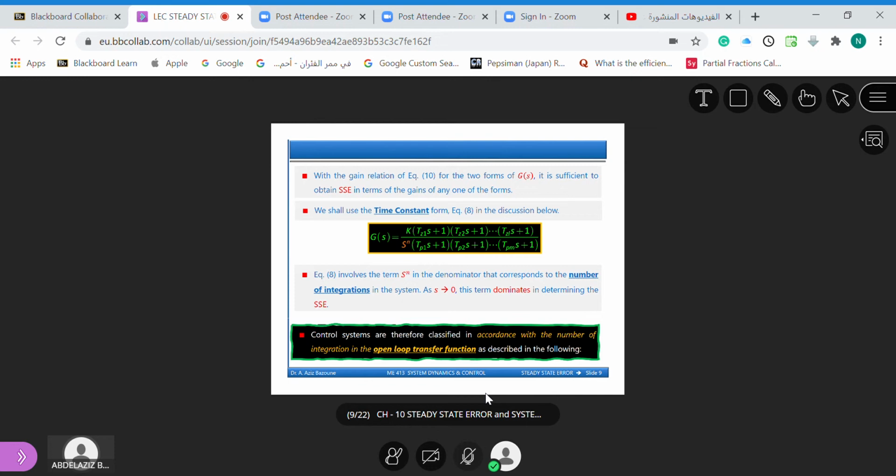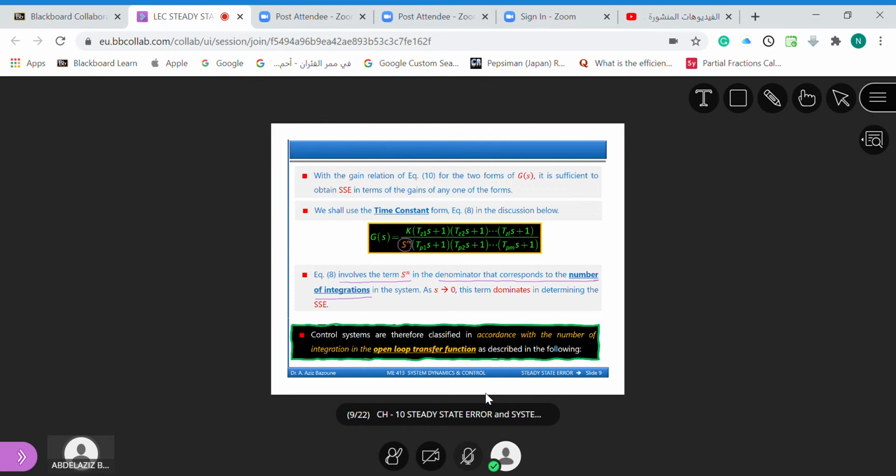With the gain relation of equation 1, if we take the time constant form, we can write it in this form. Here, S to the power N in the denominator corresponds to the number of integrations. How many integrations? You remember when we studied Simulink, we were multiplying by 1 over S, and then 1 over S, and then 1 over S. This is called the integration. The integration is 1 over S to the power N.